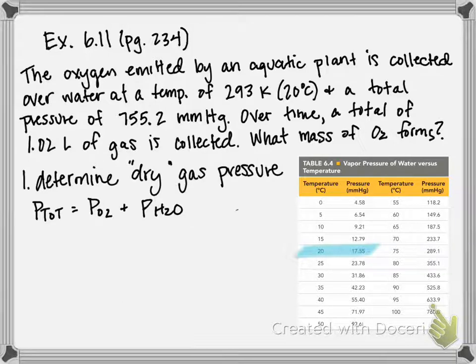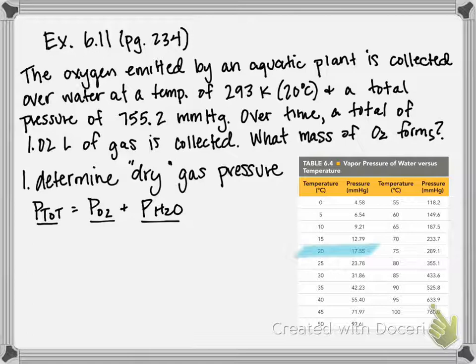So like I said, our first step to ultimately solve for the mass of oxygen that is produced is to determine just the pressure of the dry gas. And by dry, it just means it doesn't have water vapor partial pressure mixed in. So we're going to utilize the concept of Dalton's law of partial pressures again to say that our total pressure of our vessel is equal to the partial pressure of oxygen plus the partial pressure of water.